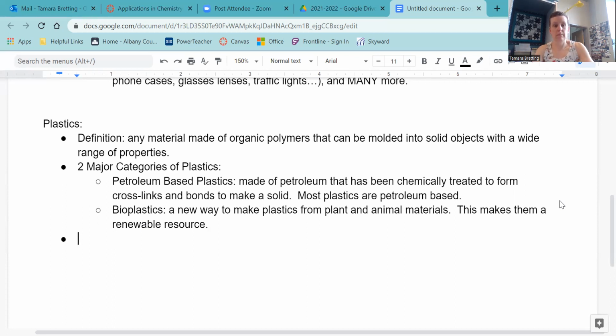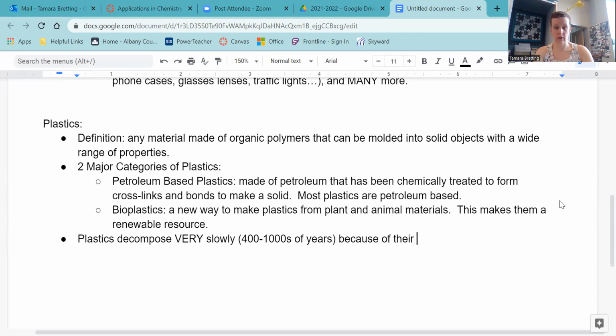Okay, more facts about plastics. Plastics decompose very slowly. We're talking about 400 to thousands of years. Because of their very large molecules.